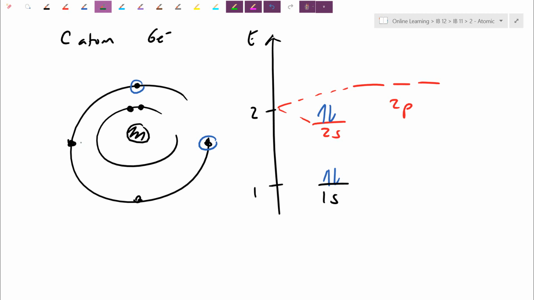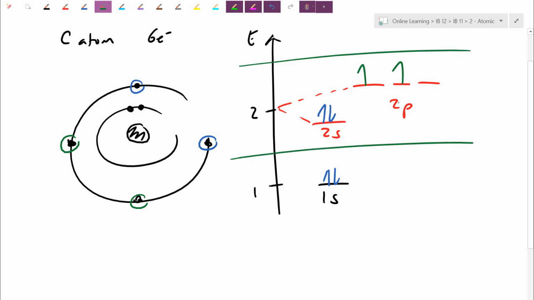Now, after we fill in the 2s, we're going to fill in the 5th electron. 5th electron goes in your 2p. 6th electron does your Hund's rule, so it goes in single, single. At least that part there is consistent. But what we're showing you here is shell number 2 is actually subdivided onto 2 different floors.